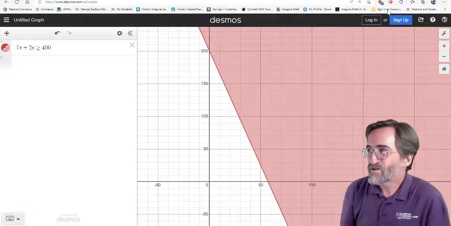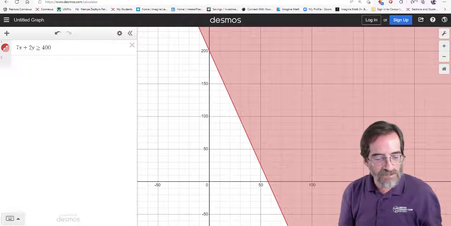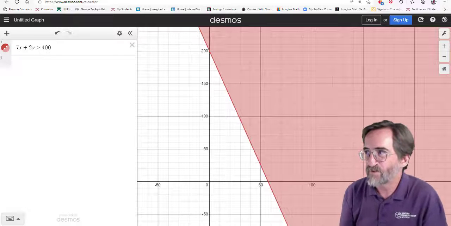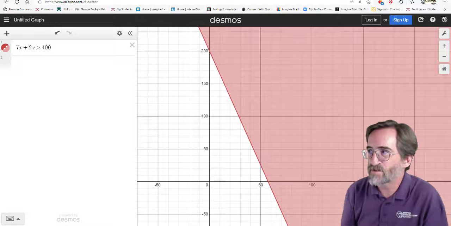Okay, and so that's really it. There's a little bit about systems of equations, graphing them simultaneously, which is easy to do in Desmos.